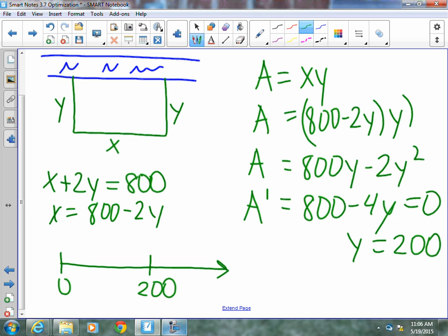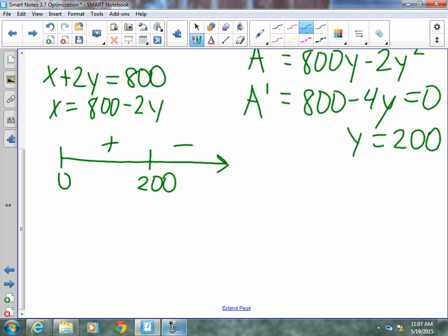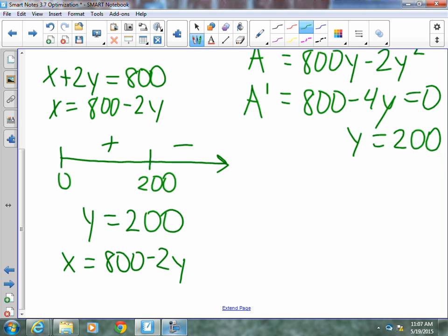If we test both sides of this number line, we get a positive and then a negative. We're trying to find the maximum area, therefore we want where it changes from positive to negative. So that's going to happen when y is 200 and x is equal to 800 minus 2y, which makes our x 400. So a y value of 200 and an x value of 400, those are meters.